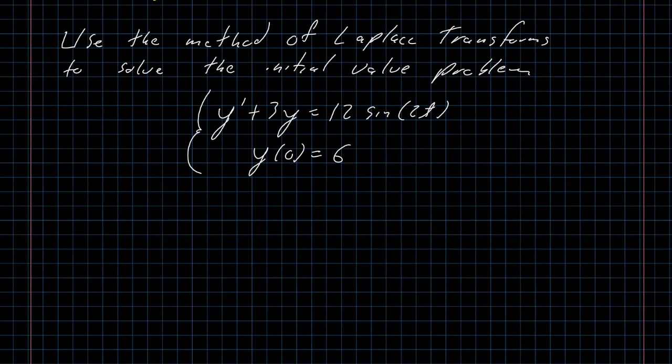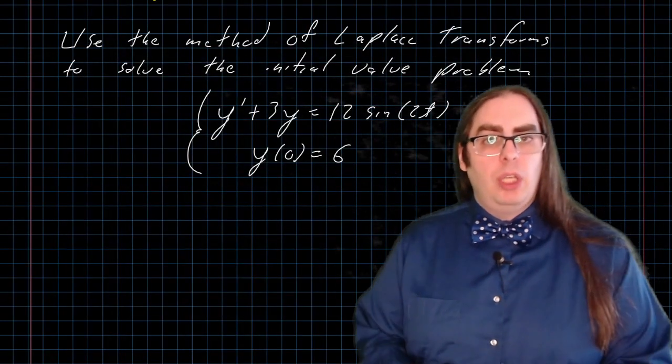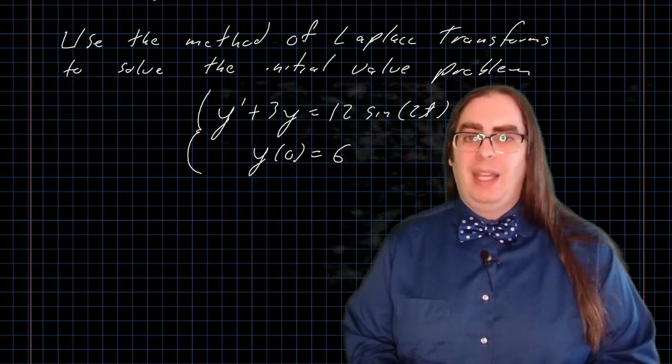I would like you to see what you can do with this initial value problem. Here we have a first order linear non-homogeneous ordinary differential equation with constant coefficients. So the process should be a little bit easier than the last one. I have y prime plus 3y equals 12 times the sine of 2t, along with the initial condition y of 0 equals 6. I'd like you to take a couple of minutes, see where you can get to with that problem, and I'll see you in the next video.